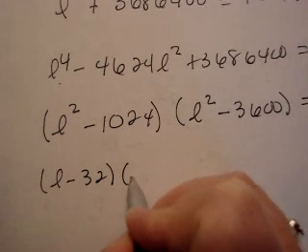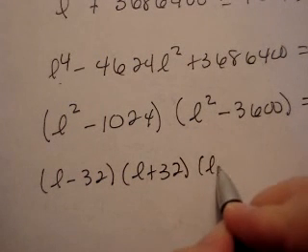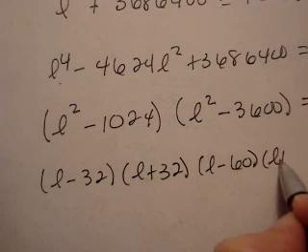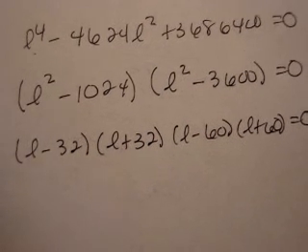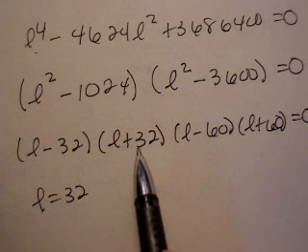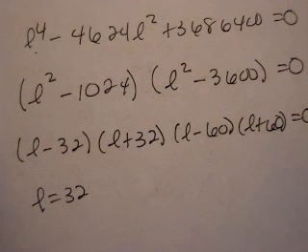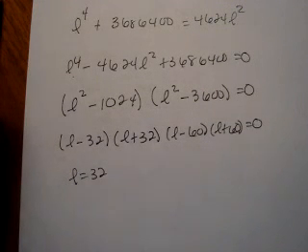Minus 32 times L plus 32. And then the second one factors into L minus 60 times L plus 60. And that will equal 0. Okay, now I get L equals 32 from the first one. L equals negative 32. Okay, I'm back. And so we have factored completely and we're looking at our solutions.